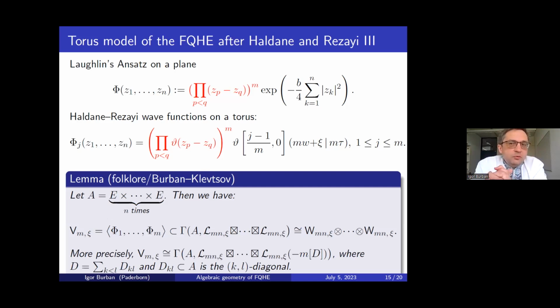So actually, we follow the recipe of Laughlin. We say that for us only those wave functions matter which vanish along each diagonal. And then the conclusion is that the space Haldane and Rezayi wanted to look at is precisely this space. So it is in particular m-dimensional.